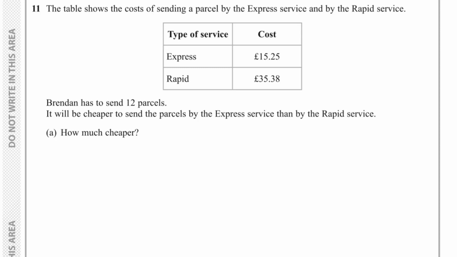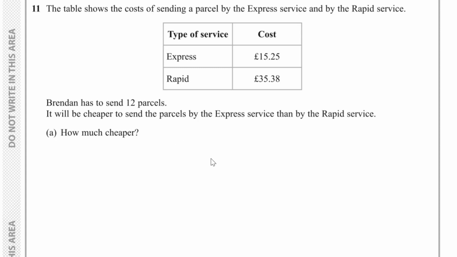Question number 11. The table shows the cost of sending a parcel by the express service and by the rapid service. With the express service, the cost is £15.25. For the rapid service, the cost is £35.38. Brendan has to send 12 parcels. It will be cheaper to send the parcels by the express service than by the rapid service. How much cheaper?